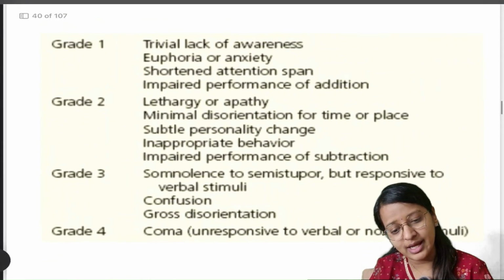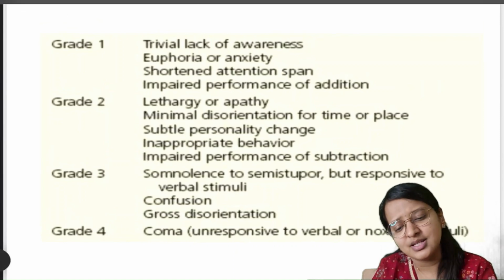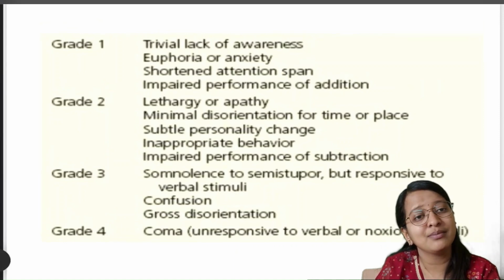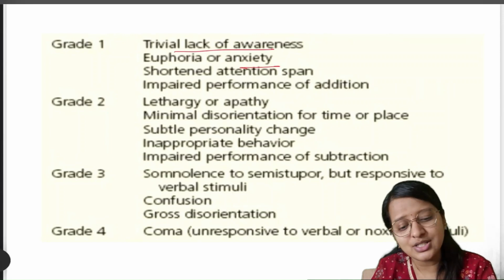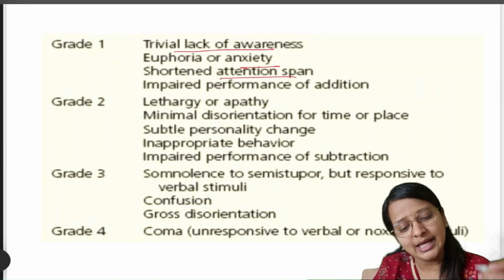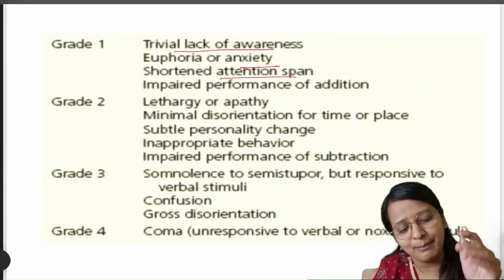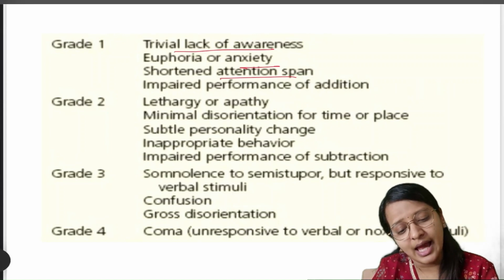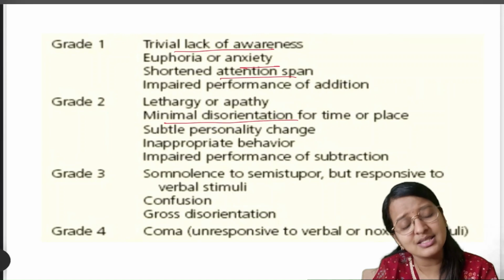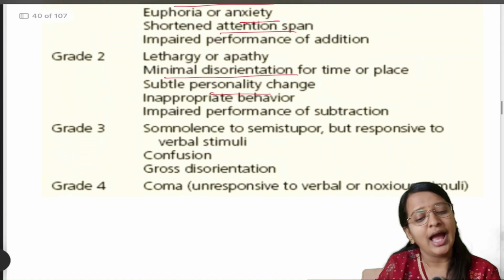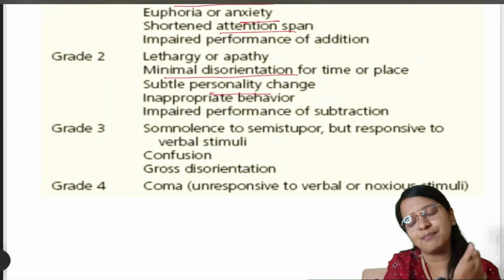So there are four grades. Starting with grade one, just trivial lack of awareness. The patient might be in a state of euphoria or anxiety, with shortened attention span and impaired performance. Grade two will be lethargic, and apathy may be present, with minimal disorientation, minimal subtle personality changes, inappropriate behavior, and impaired performance of subtraction.